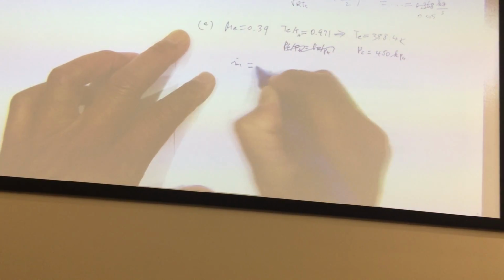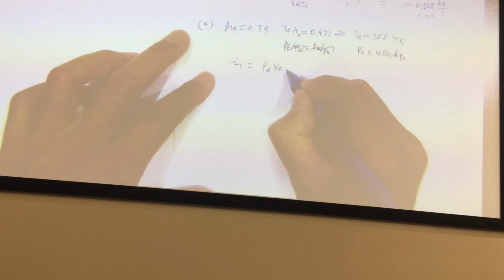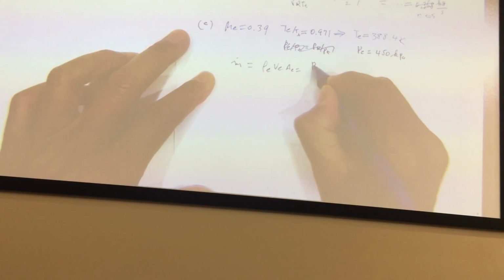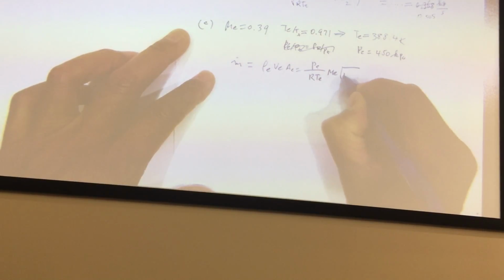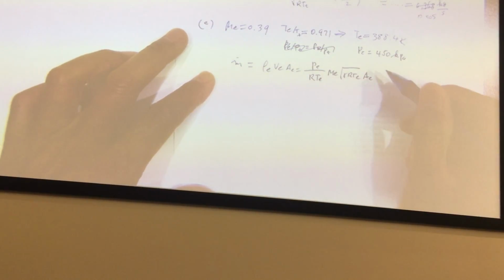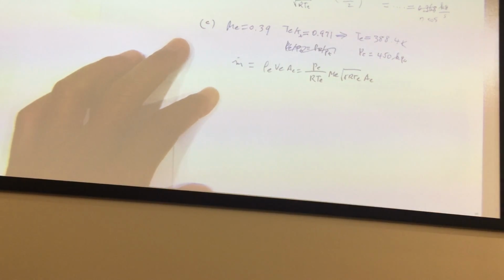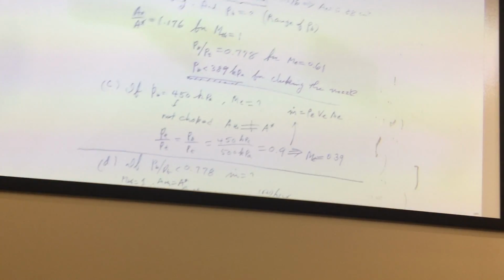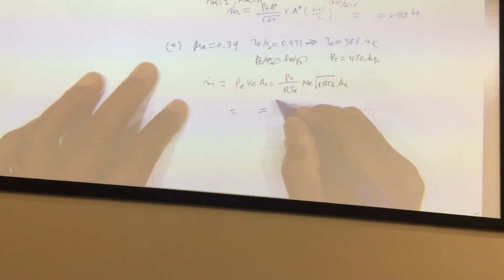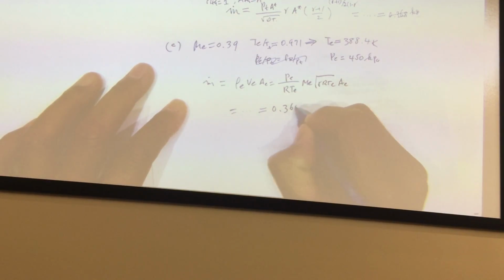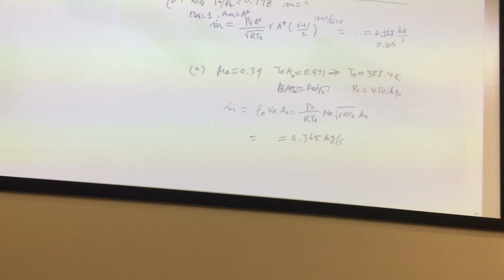So M dot will be equal to rho E VE AE, which is PE over RTE times ME square root of gamma RTE times AE. AE we already know, right? We calculated in part A, which is 5.88. So you plug this in there, this gives you the answer of 0.365 kilogram per second. So compared to the choke condition, of course, it's slightly less, as expected. Make sense?